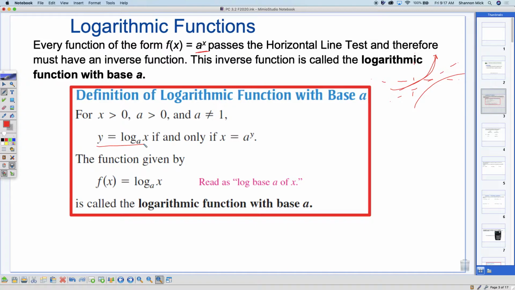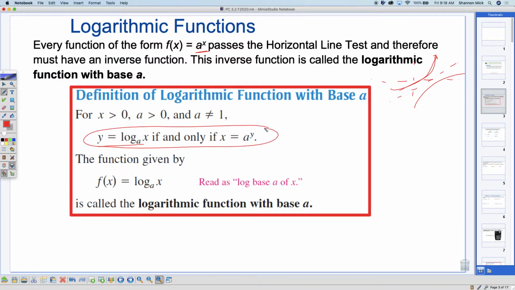Okay, so we have some things that, like I said, are read log base a of x. It's not log ax. It's log base a of x. And the main thing you need is this right here.